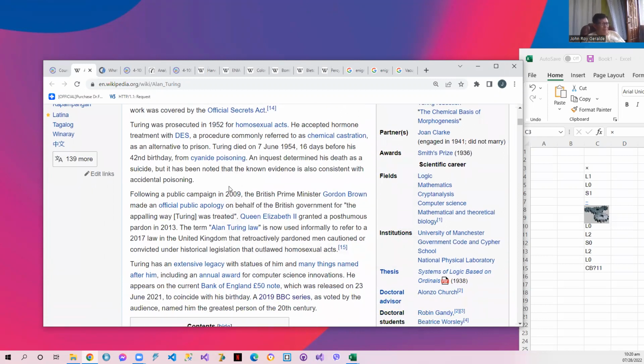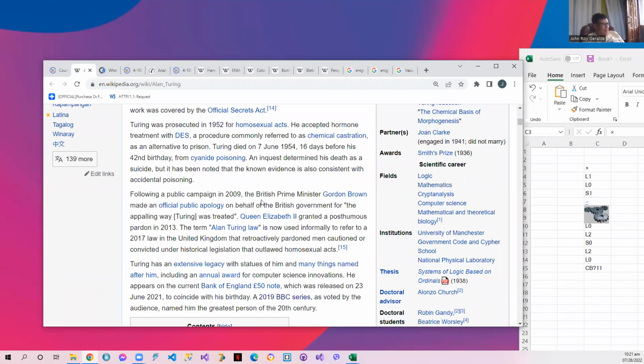However, in 2009, the British Prime Minister Gordon Brown made a public apology to all those convicted of indecency, because they withdrew the indecency law in Great Britain, and Gordon Brown made an apology on behalf of the British government. They made legislation to take away the law, to consider it illegal. So they call it Turing's law, Alan Turing law, an informal apology to Alan Turing.